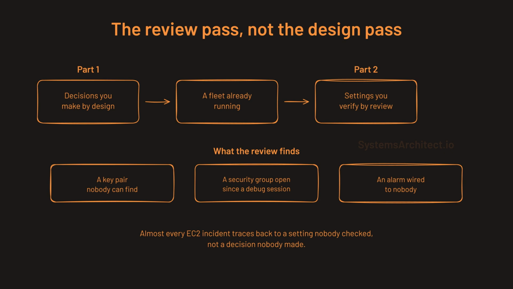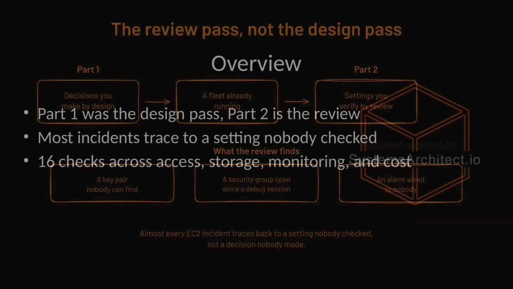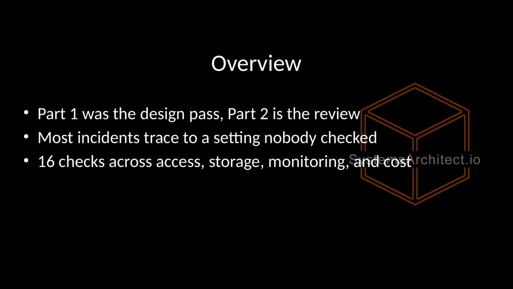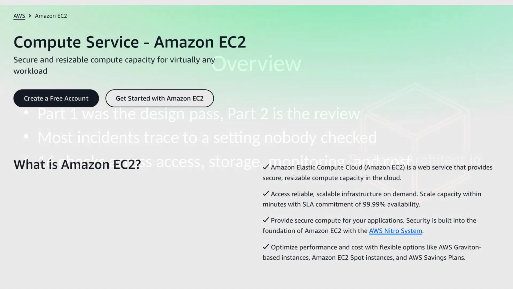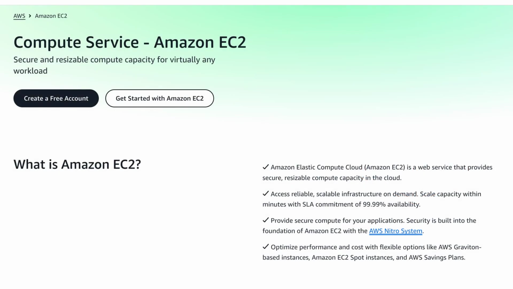Almost every EC2 incident traces back to a setting nobody checked, not a decision nobody made. A key pair nobody can find, a security group opened for a debugging session 2 years ago, an alarm that was never wired to anyone. This video walks through 16 checks covering instance type, access, network controls, storage, monitoring, lifecycle, and cost tracking.